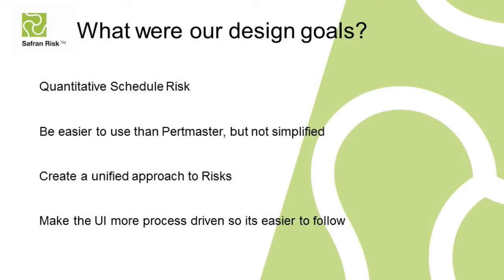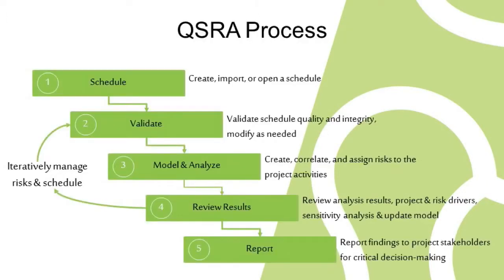Okay, can we have a look at some of this then, Rusty, and see how it all works together? Let's quickly remind ourselves what the process is for doing a quantitative risk analysis. First of all, we need to get a schedule, then we need to validate it, then we need to create some risks, model and analyze the schedule, review the results, and ultimately, when you finish that, report back.